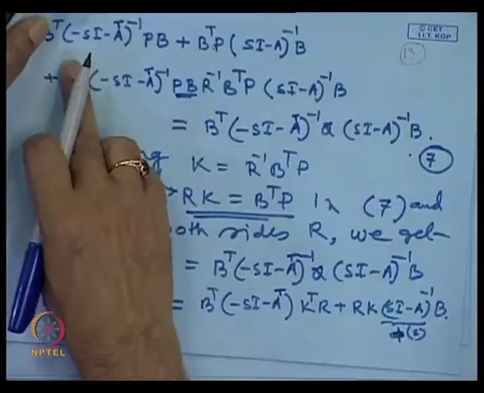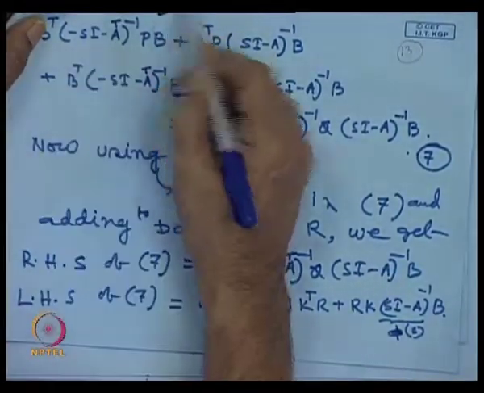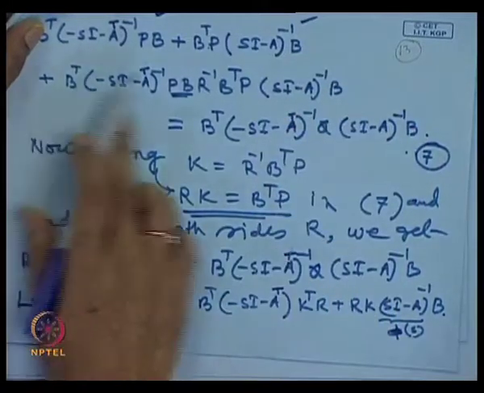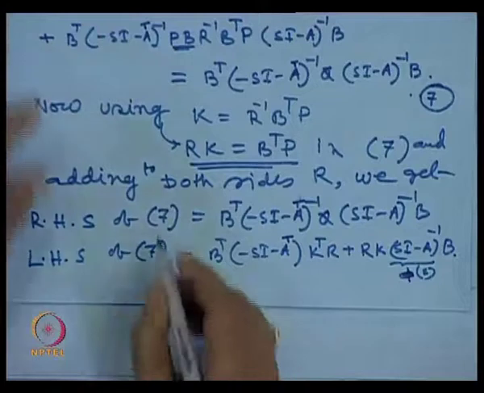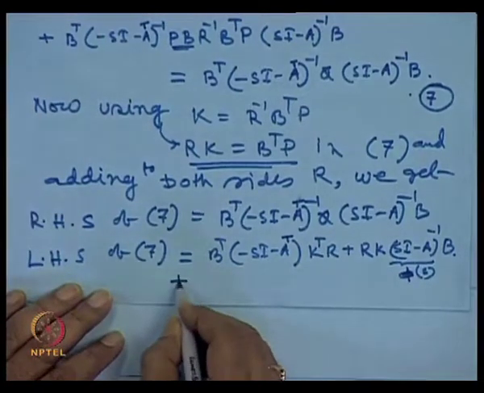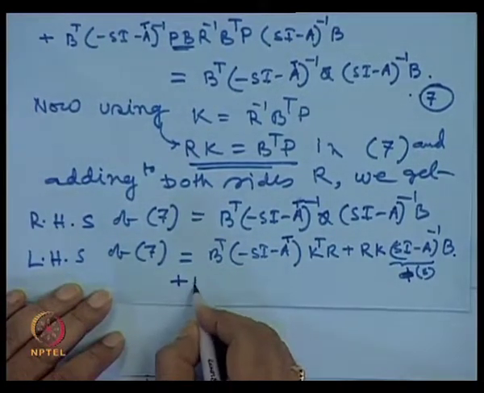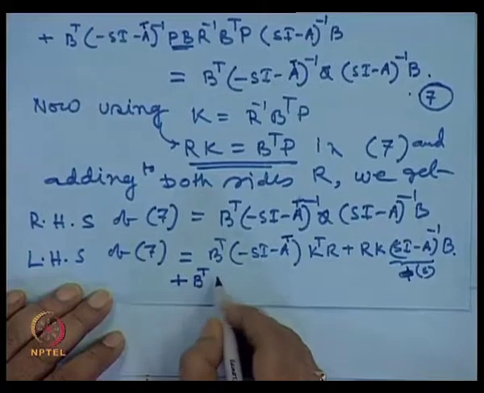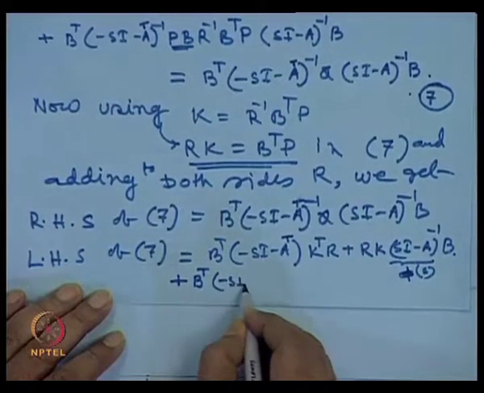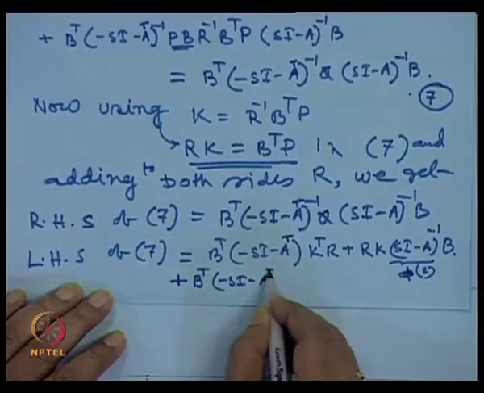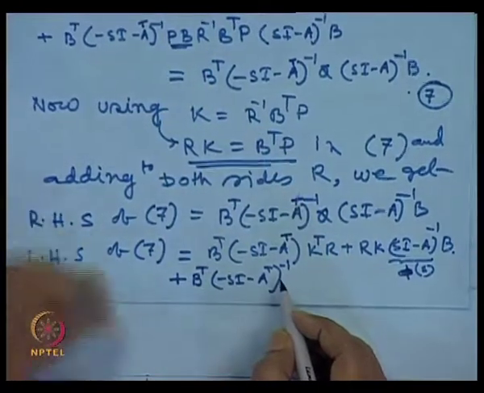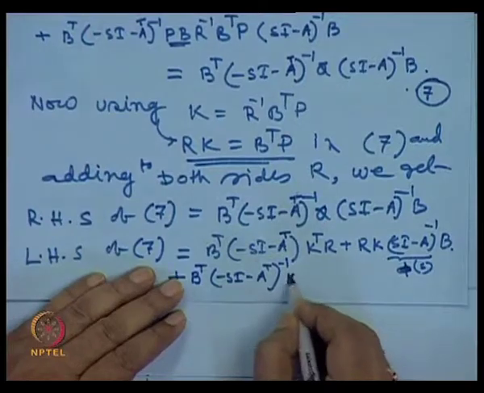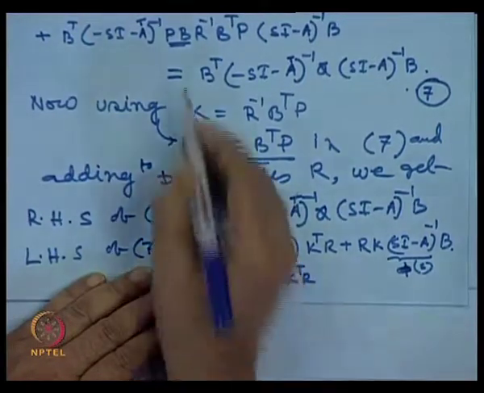Here you see I have just written this part, but this part is also left in the right hand side, so I have just missed it here. So, I will write it, this is B transpose, then S I minus A transpose whole inverse, then P B. P B is what? K transpose R, that is P B.